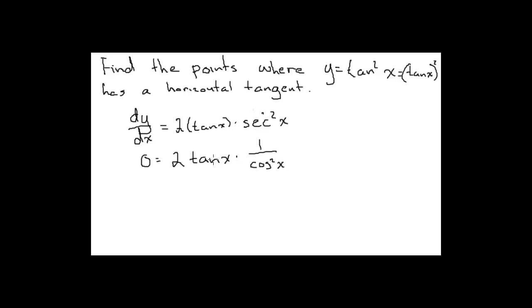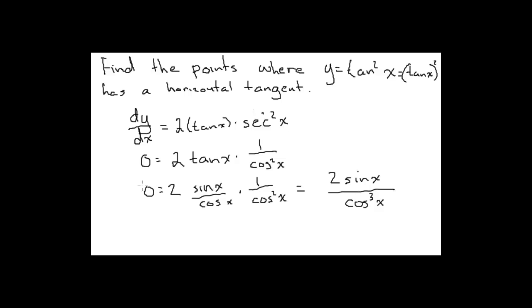The reason I can do that, well, if you remember how to do trig equations, you want everything to be in the same kind of trig function. So I'm going to change tan to sine over cos, times 1 over cos squared, which is equal to 2 sine x all over cos cubed x.